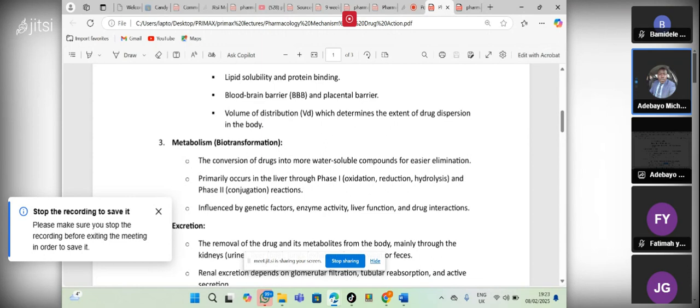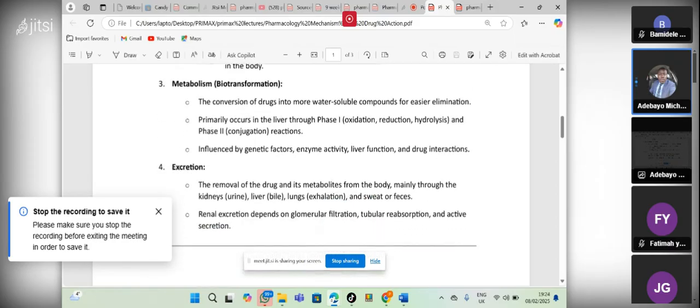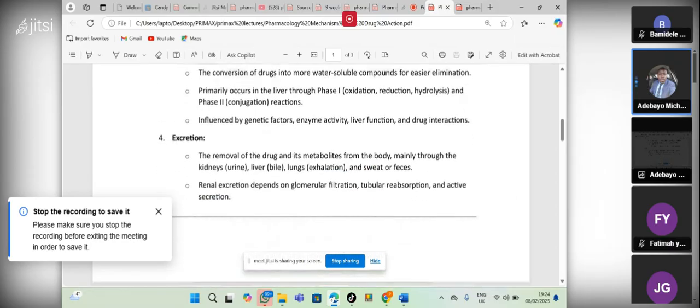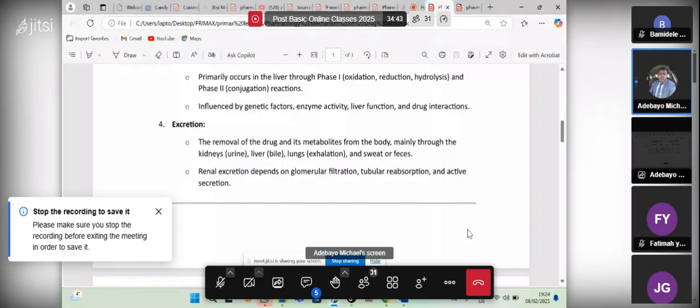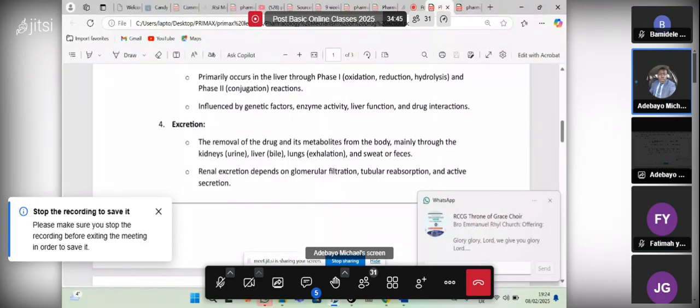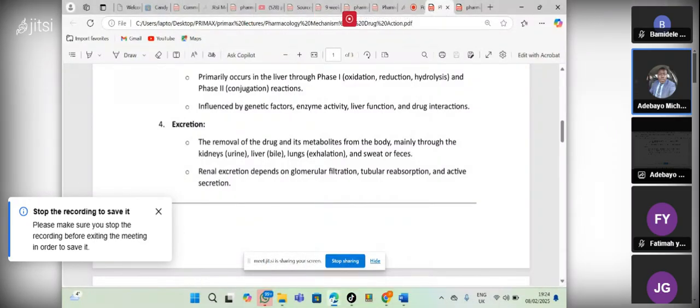All right, so another factor that can influence this is genetic factors like enzyme activity, liver function, and drug interaction as well. Things that can influence metabolism of drugs are genetic factors like enzymes, and the interaction of the drug with other drugs, or with body enzymes or body components as well.